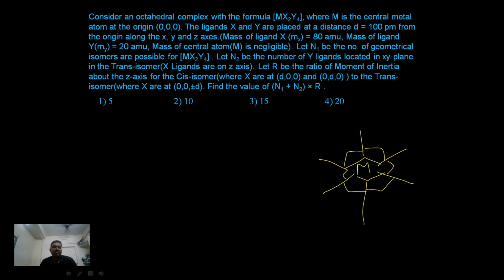Next, the mass of X is given as 80 AMU, the mass of Y is given as 20 AMU, and the mass of the central atom is negligible. Then N1 is the number of geometrical isomers for this complex. So let's see the geometrical isomers of this one.